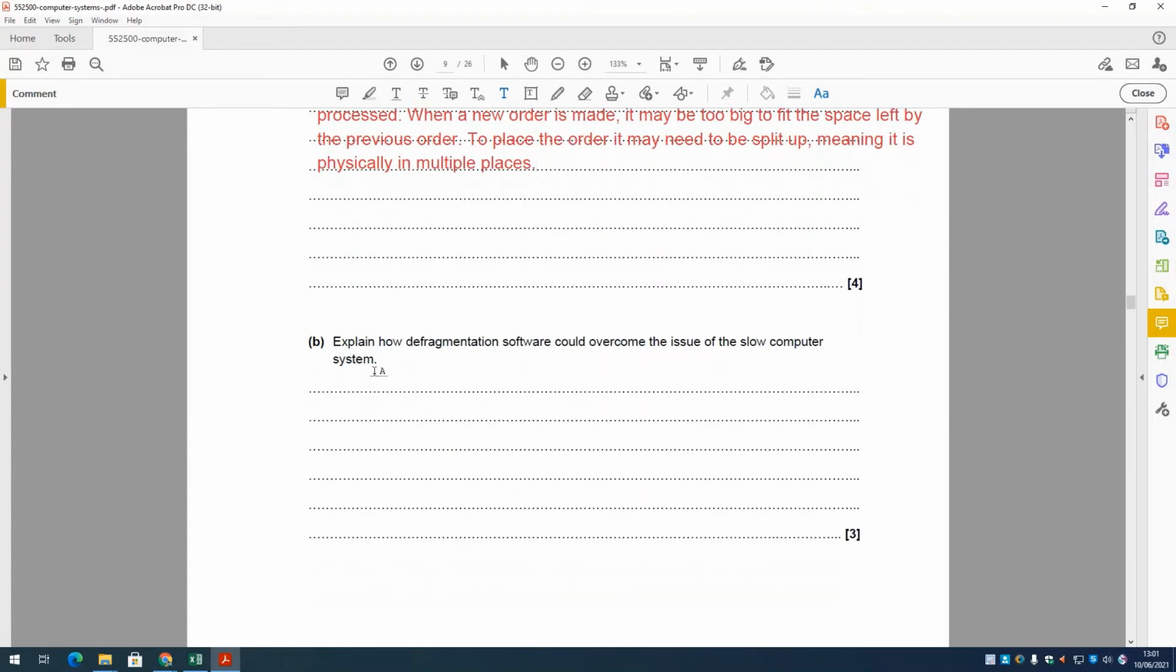Okay, explain how defragmentation software could overcome the issues of the slow computer system. So this is how does it work? So how do we reverse that problem? So first of all, we need to explain that it works by physically moving files. Okay, what happens is it puts all of the files together and it makes them contiguous, which basically means continuous.